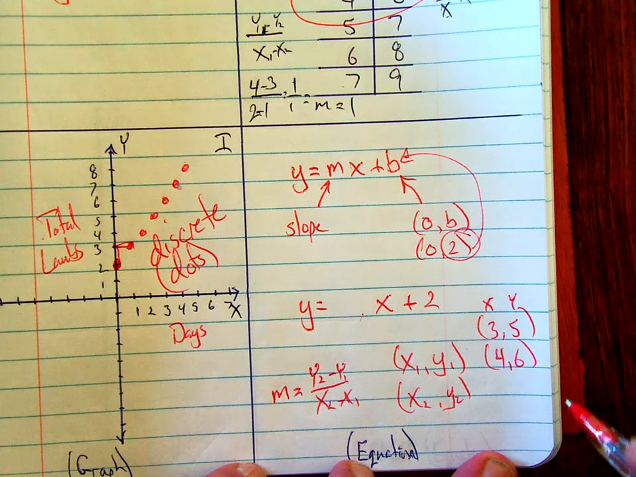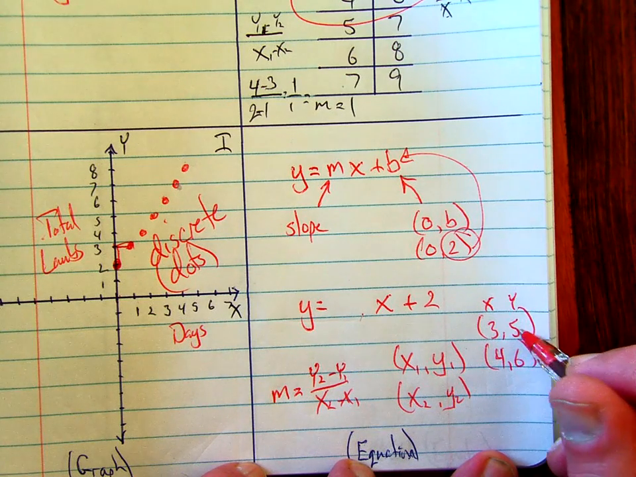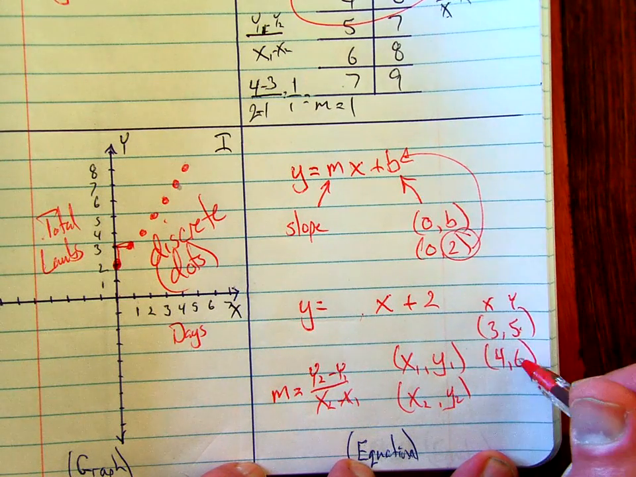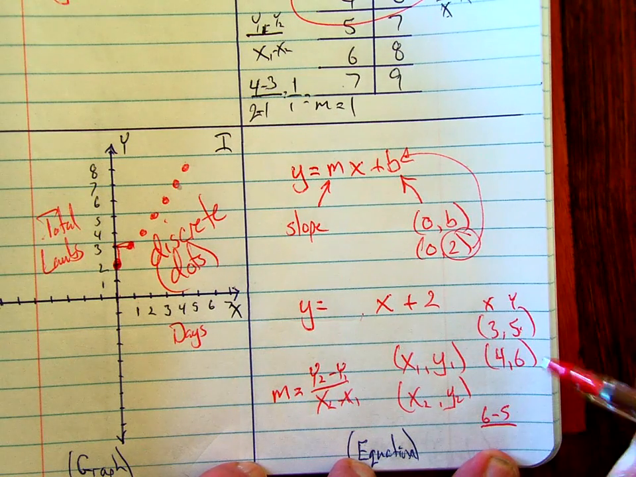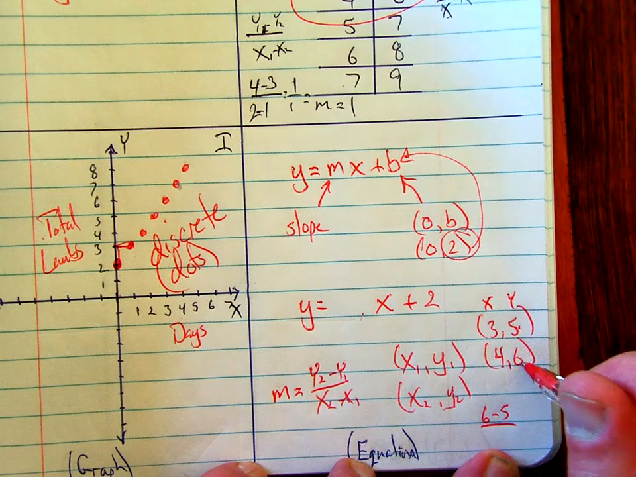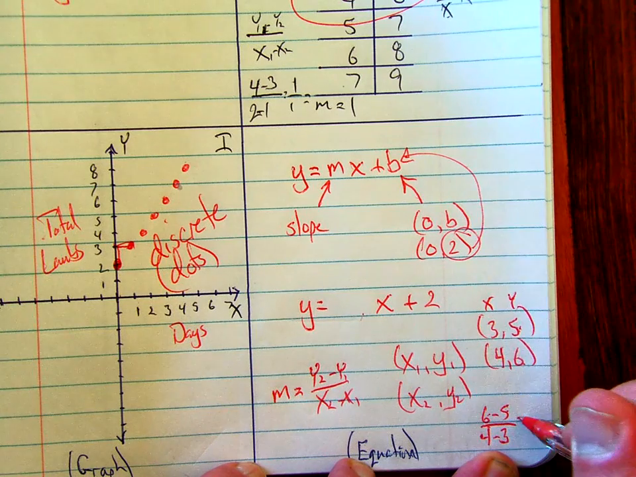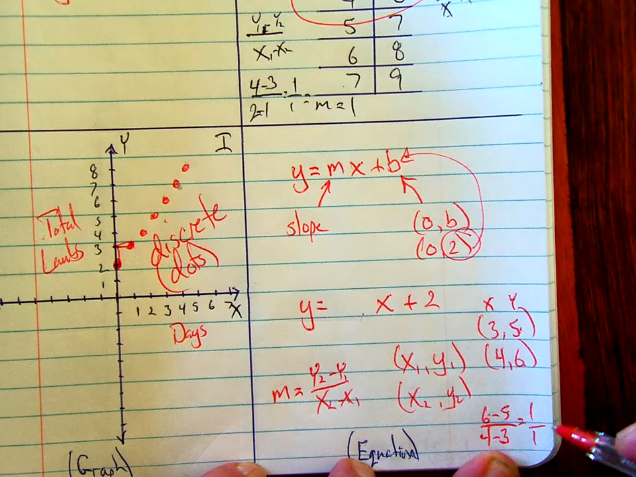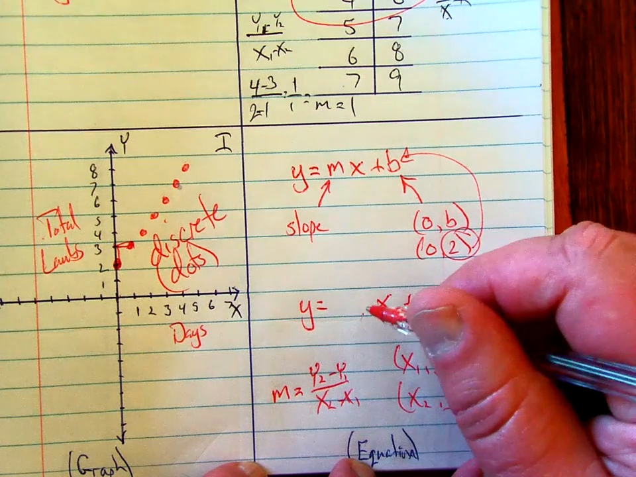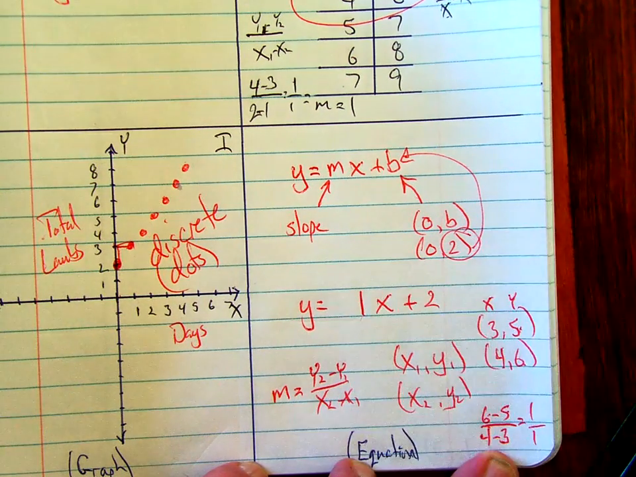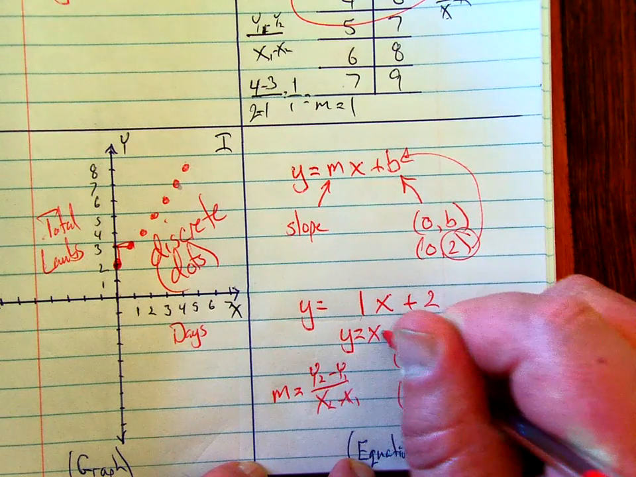So one y value over the other, subtract the other y value. 6 minus 5 on top. 6 minus 5. Then the x that goes with the first y is 4 minus 3. 6 minus 5 is 1. 4 minus 3 is 1. 1 divided by 1 is 1. So the slope is 1x. And we would just literally write this as y equals x plus 2. That would be the equation.